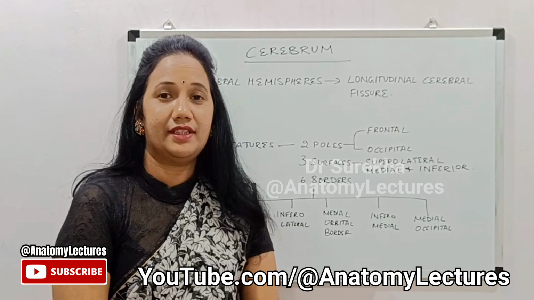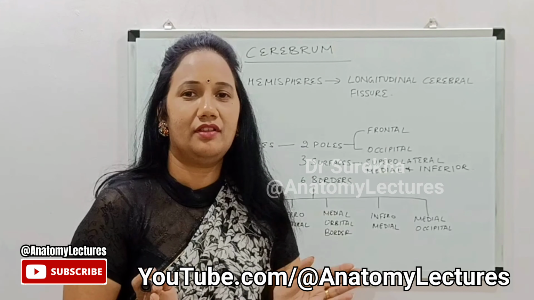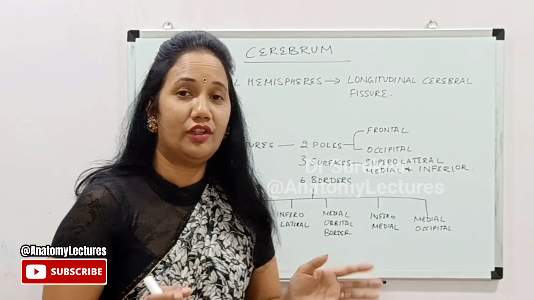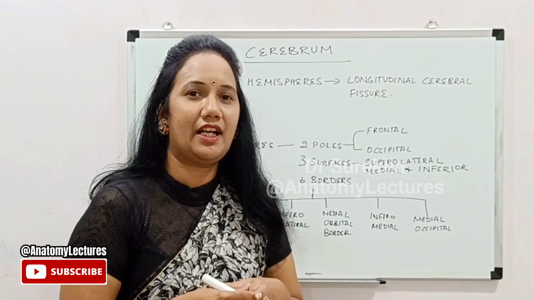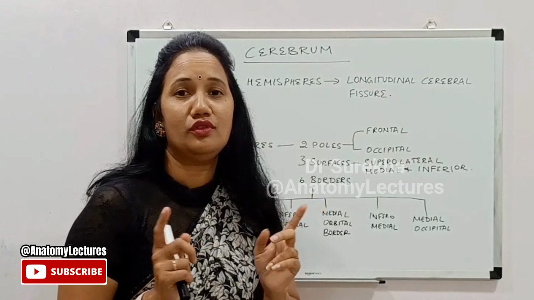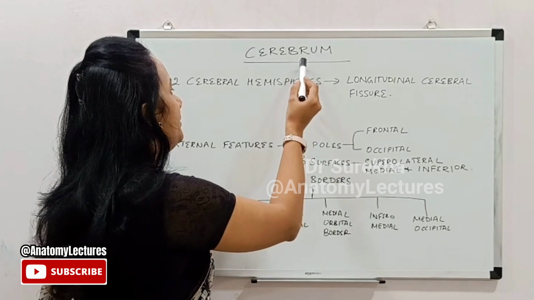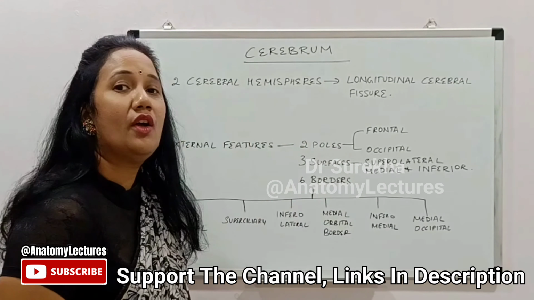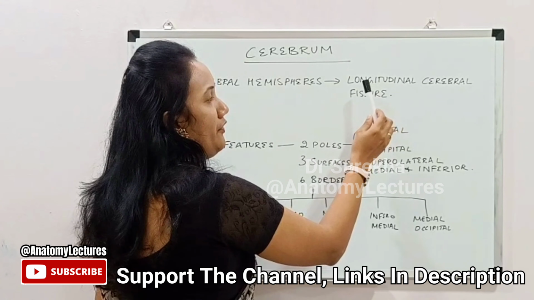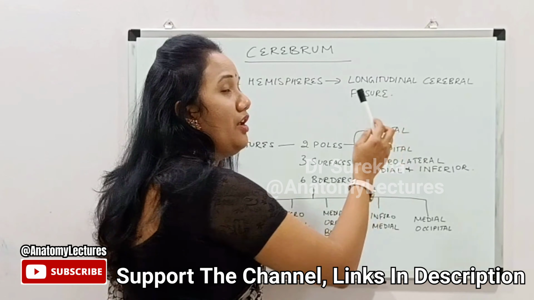As you all know, the cerebral hemispheres form the majority of the brain, which fits into the cranial cavity. In order to fit into the rigid cranial cavity, the cerebrum is made up of two cerebral hemispheres which are incompletely divided by a median cleft, also called the longitudinal cerebral fissure.